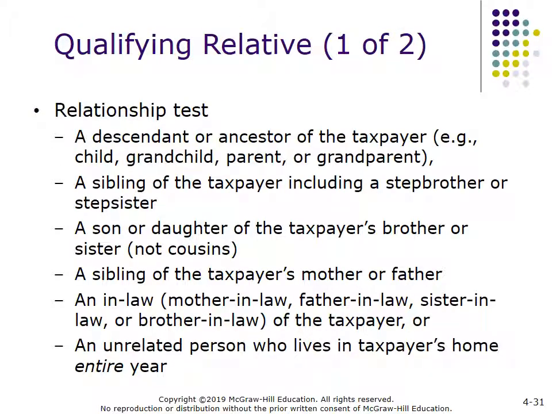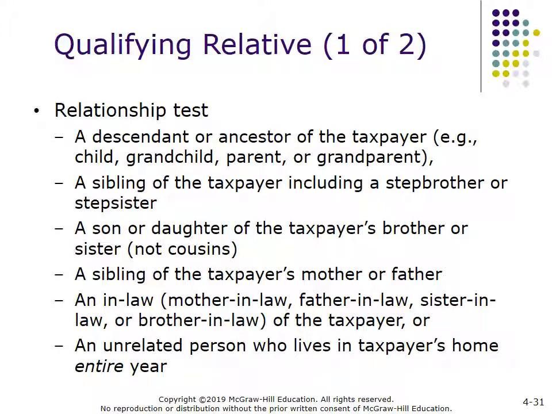The relationship test. This is much broader. It's just about any relationship except for your cousin and your best friend. And even those two can still be considered under this test. They're a descendant or ancestor of the taxpayer, so now it's a child, grandchild, parents, grandparent. They're a sibling, a son or daughter of a sibling, but not cousins. A sibling of the taxpayer's mother or father, so now you're getting into aunts and uncles. An in-law: mother-in-law, father-in-law, sister-in-law, brother-in-law.